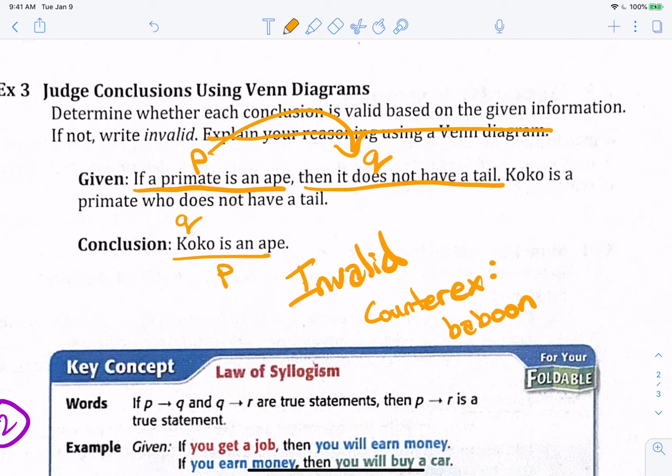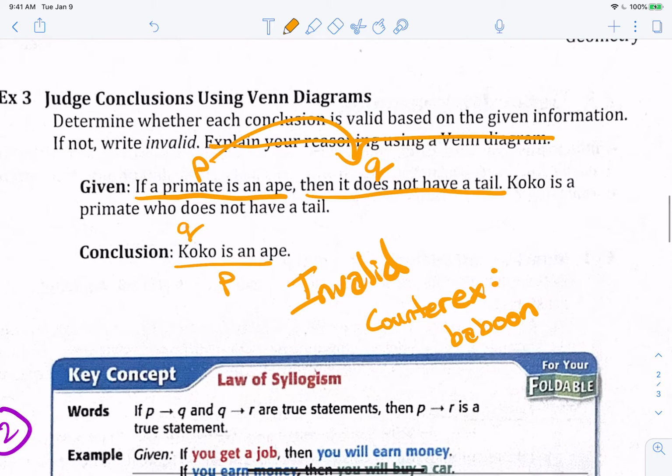We have to put a counter example. They do not ask that. Baboons have tails? Is it a long tail? Yeah. Oh. Well, then we can't use that. How am I supposed to know? What's another primate that doesn't have a tail? It's a chimpanzee. Chimps don't have tails?